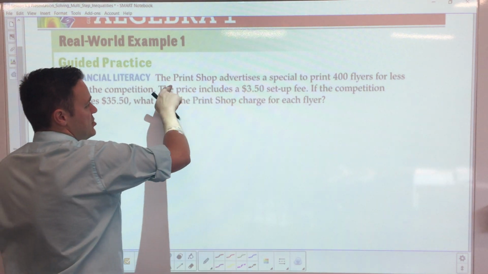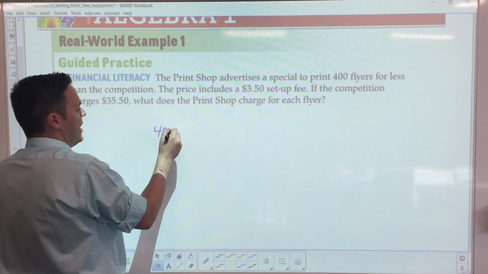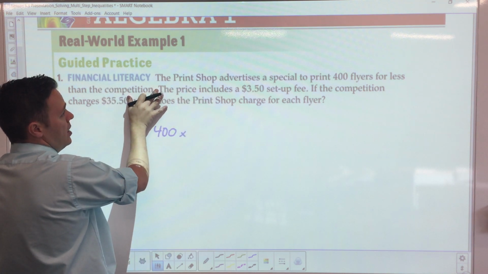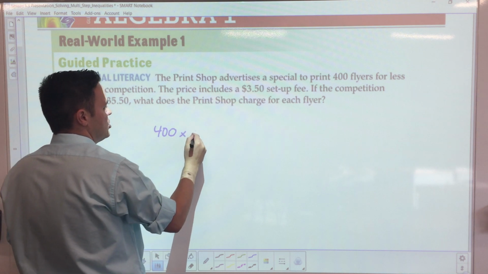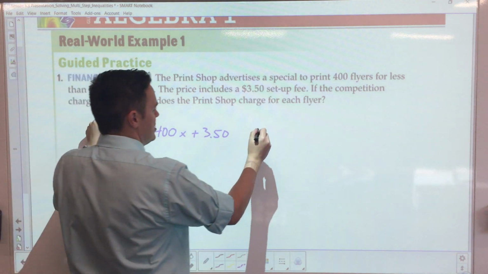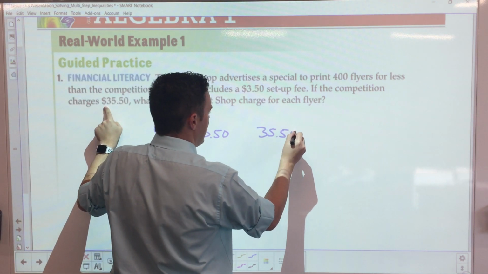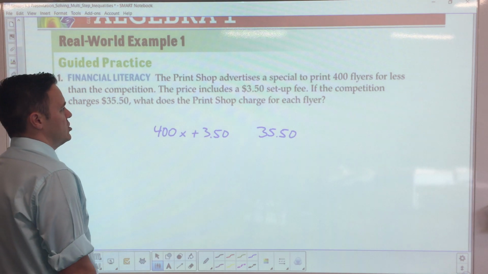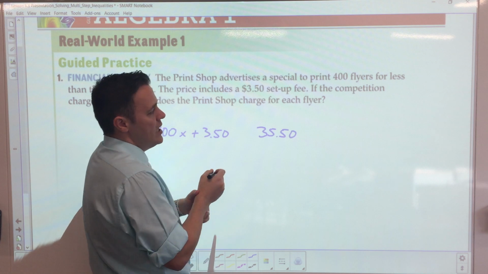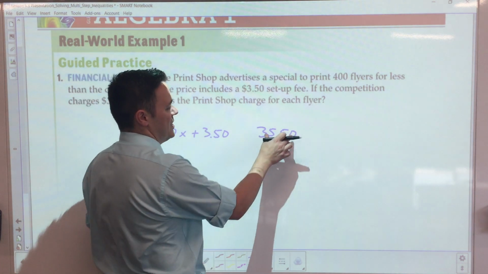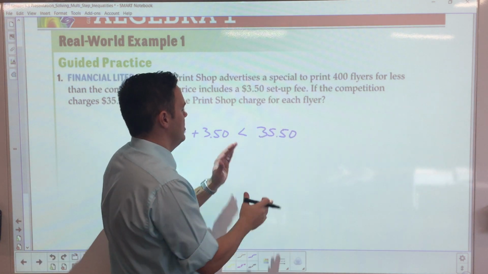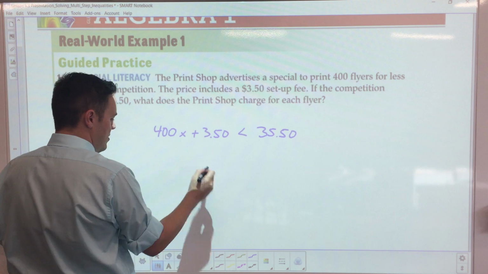All right, on this equation, as you read it, write it down. 400 flyers. We know that's going to be the X part because that's what we're making. 400, the price includes a $3.50 setup fee. If your competition charges $35.50, so that's the other half, what does the print shop charge for each flyer? So we need to make sure which way the sign would go. If you want to beat your competition, ladies and gentlemen, this is the maximum number it can be, and you don't want to actually equal it, you'd want to go up to it, so that would be a good equation. Then you do the math.